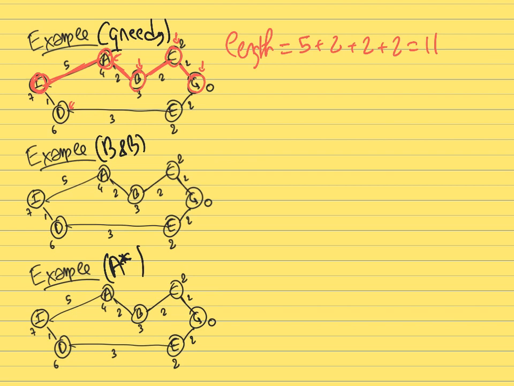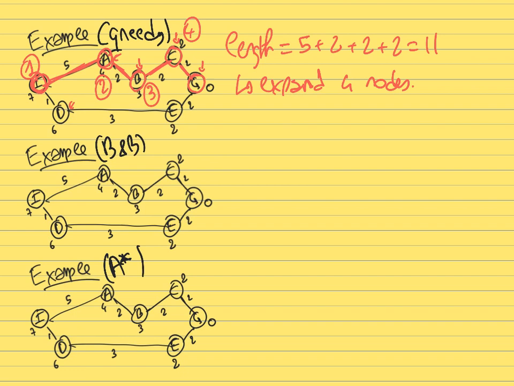And now let's look at how much computing power it took to do this. First you had to expand state I, then state A, then state B, then state C, and then you found the goal. So you had to expand 4 nodes in order to be able to find this solution.